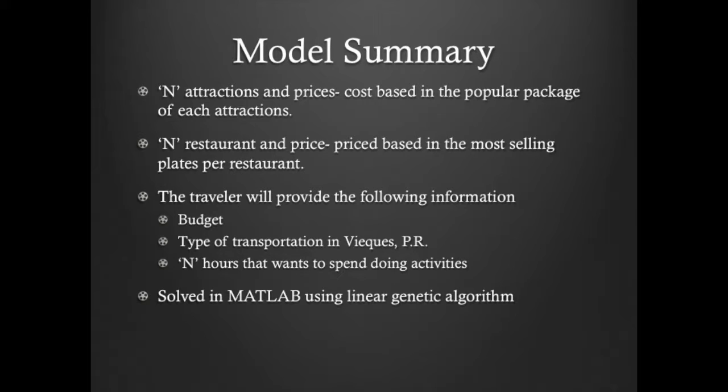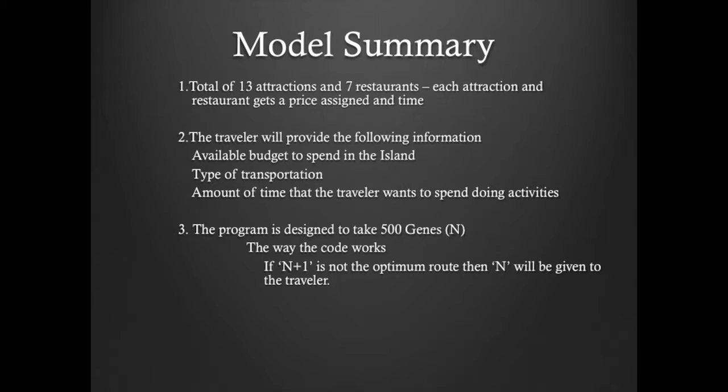So the first step, we're going to have 13 attractions and 7 restaurants. Each one is going to have a price assigned. The program will ask the traveler the budget they want to spend, $100, $200, or $300, the type of transportation, and the amount of time that the traveler wants to spend doing all those activities. So the program is designed to take 500 genes. We can increase that.